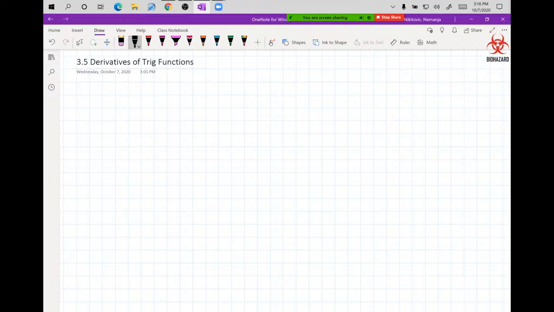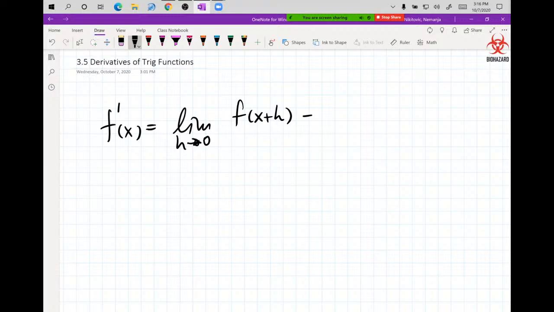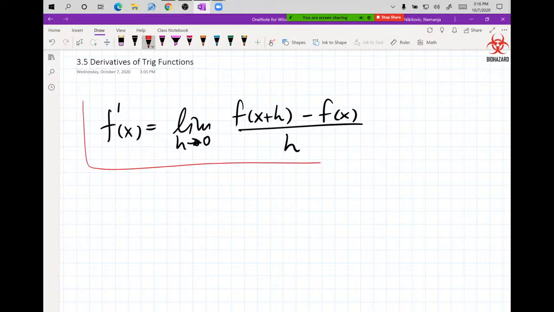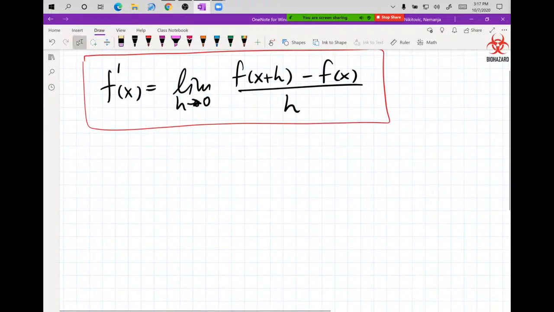So on exam 2, so not the one that is coming up in 2 days, but the exam 2, which will be whatever month later, on that exam, you might have a question that says, what is the definition of the derivative? In which case you have to write f prime of x is equal to limit h goes to 0 of f of x plus h minus f of x over h. This was your definition of the derivative that was given in 3.1.